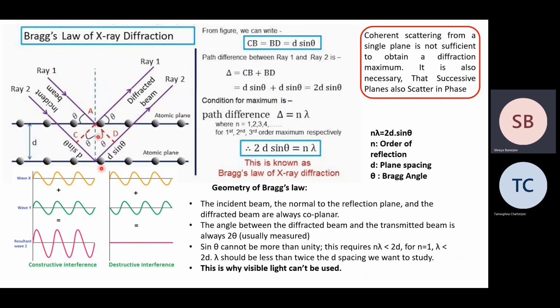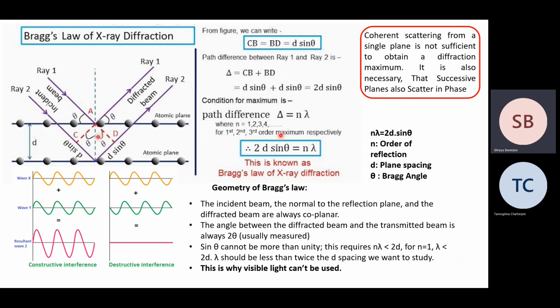Now, if we want to measure this distance, we label the incident angle as theta, the Bragg's angle. And the distance between the crystallographic planes, we call d. So this distance is d sine theta, and this is also d sine theta. So ray 2 is traveling an additional distance of 2d sine theta compared to ray 1.